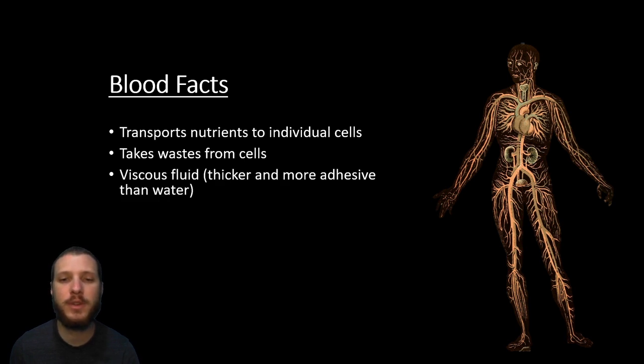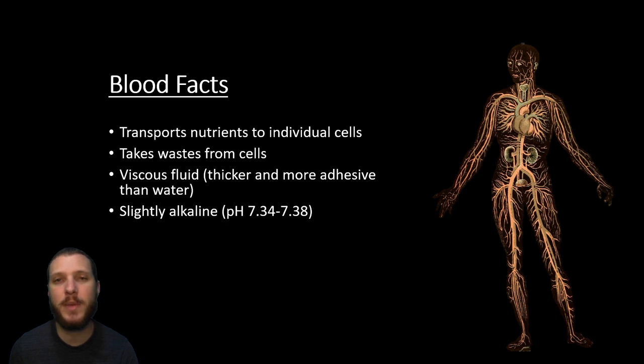It's going to be a viscous fluid, so it's a little bit thicker and more adhesive than water. That's because of the solutes and the other components we find in it. It's going to be slightly alkaline, so its pH is going to be above 7. We're going to have a very narrow range in which we want our blood, between about 7.34 and 7.38. Any deviation from that range, we're looking at a very unhealthy situation. But we're going to have many buffers that keep us within that pH.